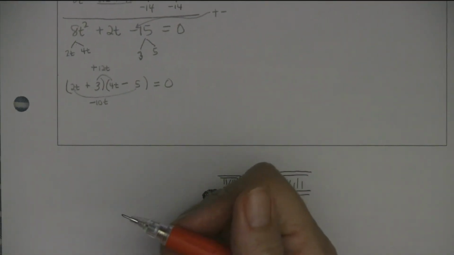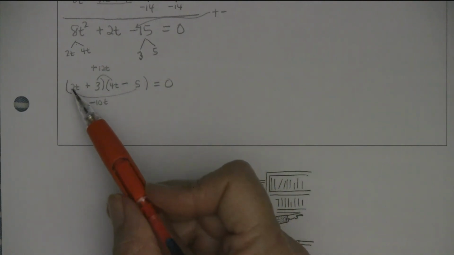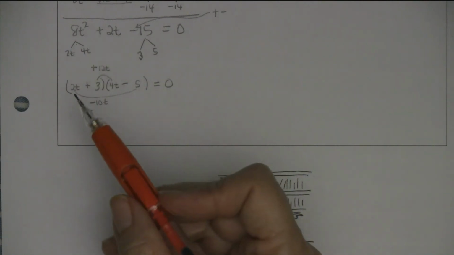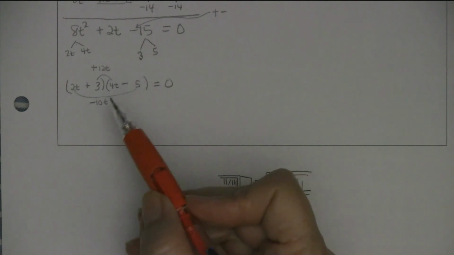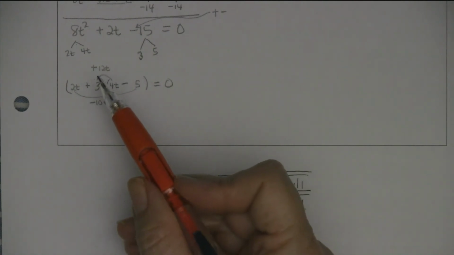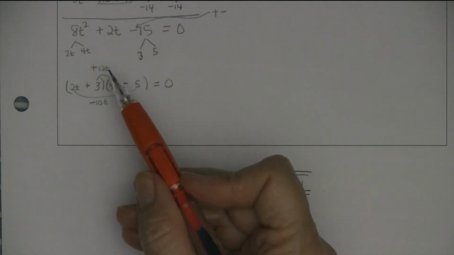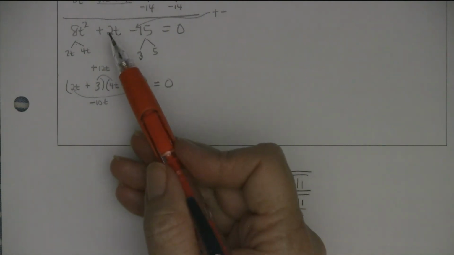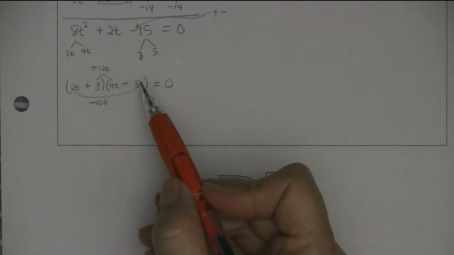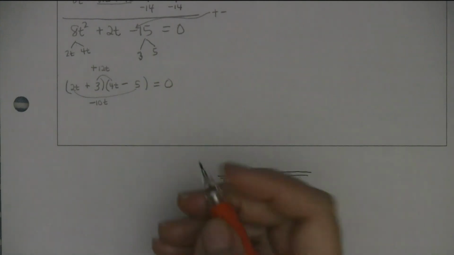And so I want you to know that right now I FOILed it in my head and I said, okay, when I do that, I get 8t squared. Okay, here I get negative 10t. Here I get positive 12t. When I put those together, I get positive 2t. When I do this, I get negative 15. Hot diggity dog. Okay, I got it factored.